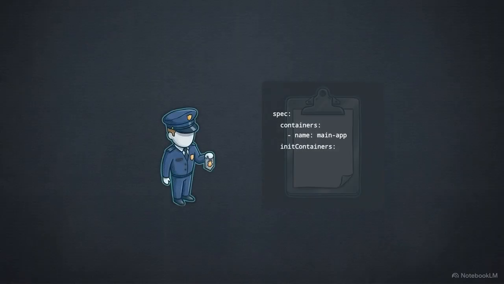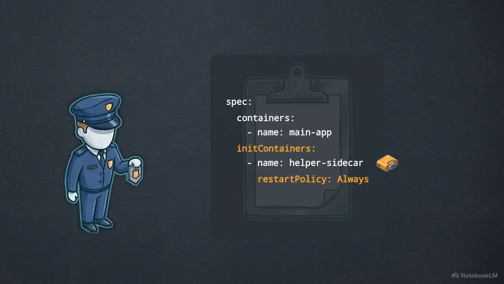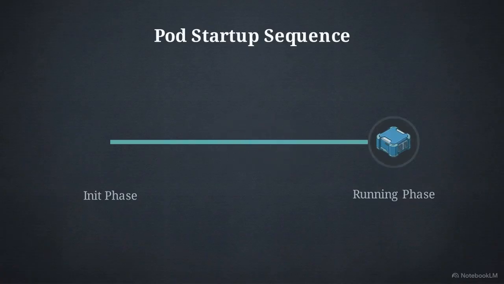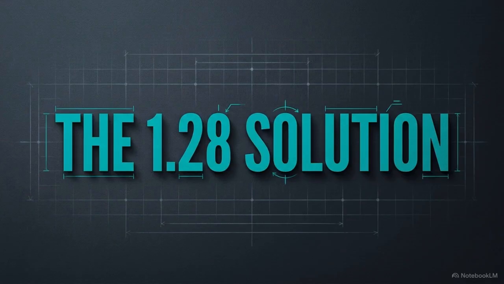Here is the first mechanical change to our YAML. Instead of the standard containers array, we move the sidecar into the initContainers block. Then we apply a second contradictory rule. We explicitly tell that initContainer to always restart. Normally, initContainers run to completion and exit, but when the superintendent sees an initContainer explicitly instructed to always restart, it triggers a completely new set of lifecycle rules, officially recognizing it as a native sidecar.